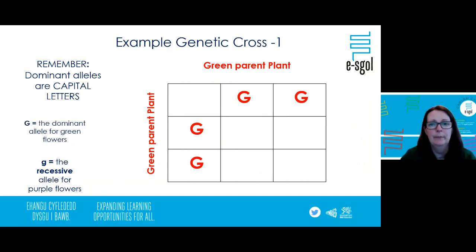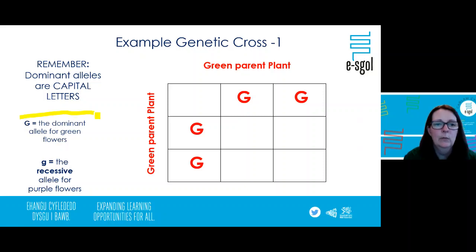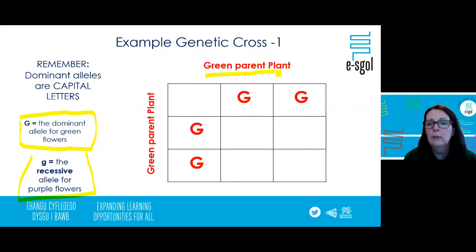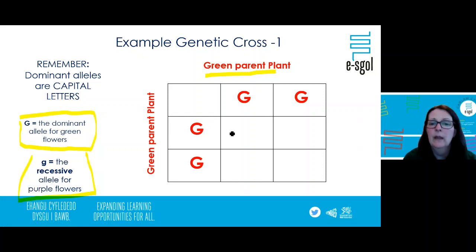Okay, so let's look at this example. This is a green parent plant, and we've got some dominant and recessive alleles here. So let's just get the highlighter ready. Here we've got a dominant allele and we've got the recessive allele, the purple flowers. In this cross, we've got two green plants and they are both capital G. So we can describe them as homozygous dominant, both plants. In this first box, we're taking the capital G from one and the capital G from the next to make a homozygous. So this is homozygous dominant.